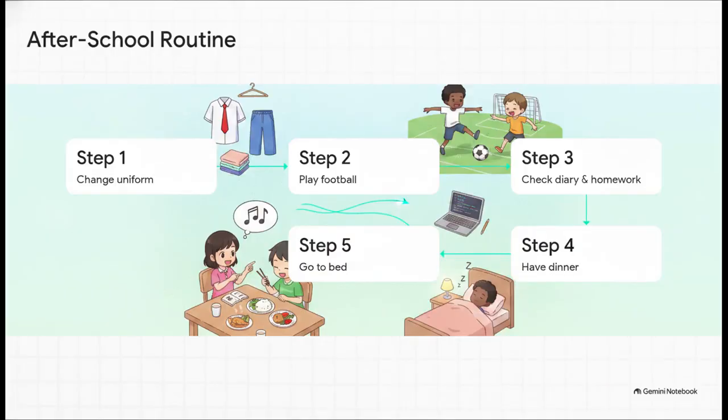Okay, how did you do? Here is the correct logical sequence. First, obviously, you change your uniform so it doesn't get dirty. Then, you play football with your friends. After that, you check your school diary and knock out that homework. Next, you have dinner. And finally, you go to bed. If you nailed that, fantastic job. You are literally already thinking like a programmer.